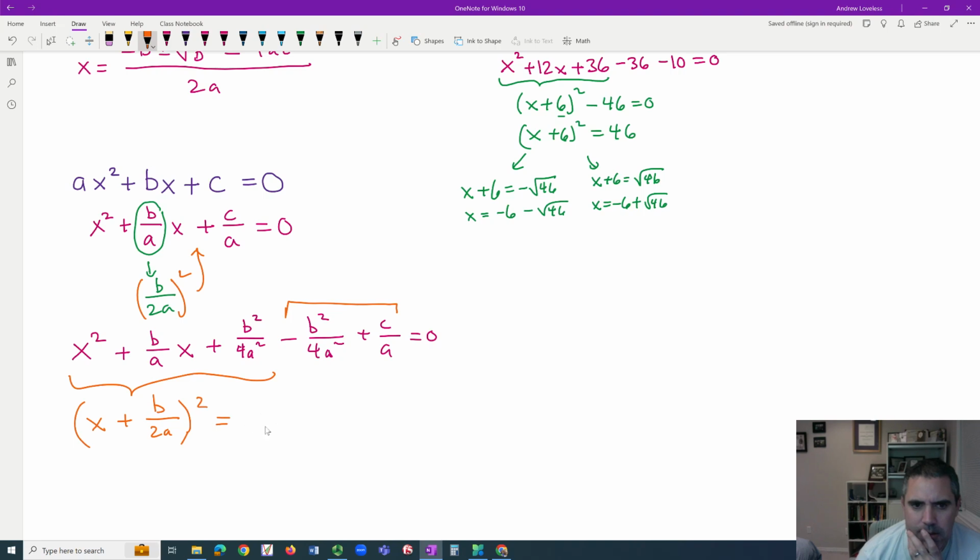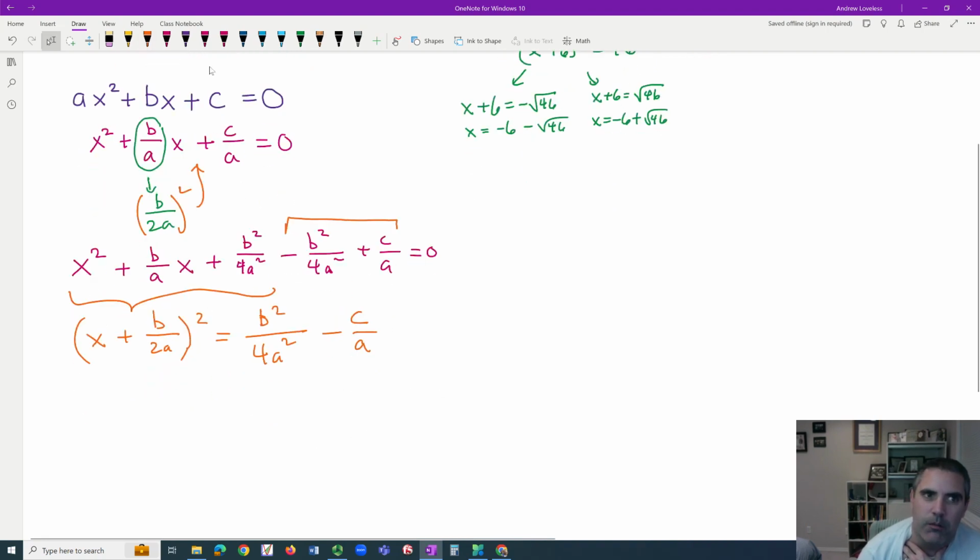What's that going to look like? So if I move it to the other side, I'm going to get the following. I'm just kind of looking at it. So I'm going to have b squared over 4a squared minus c over a. So it's minus because I subtracted, it's this. And you can start to see the skeleton of the formula appearing.